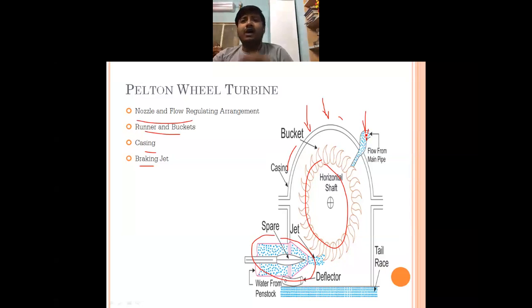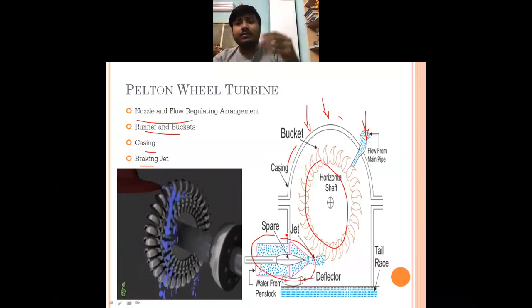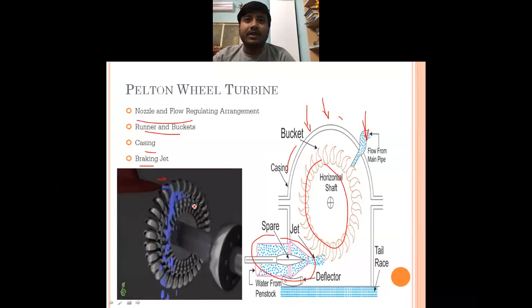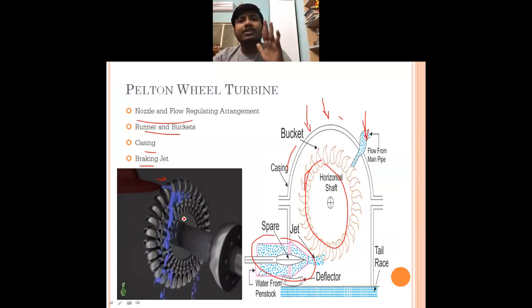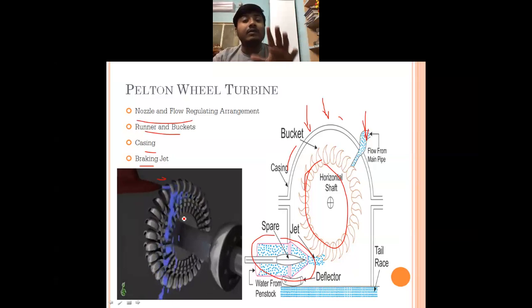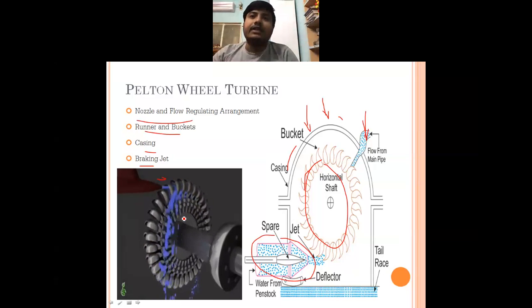Okay, so how it works, let us see the animation. Look over there, the jet is coming and it is striking the bucket, while the casing is not being shown and the water is flowing. So it is a tangential flow impulse turbine. Impulse turbine means the energy that is available is the kinetic energy.